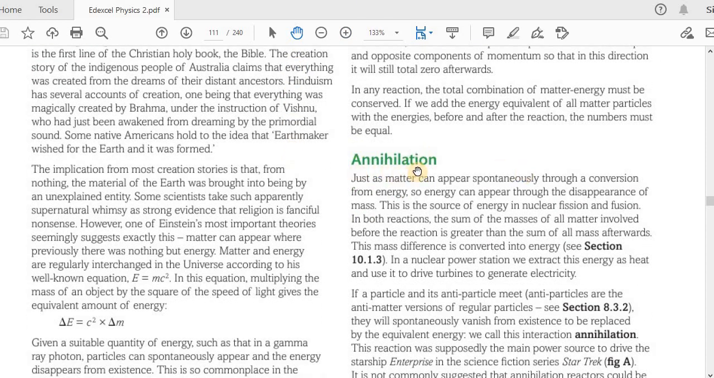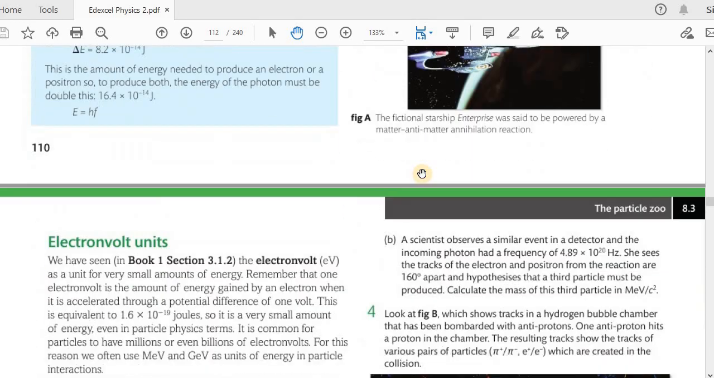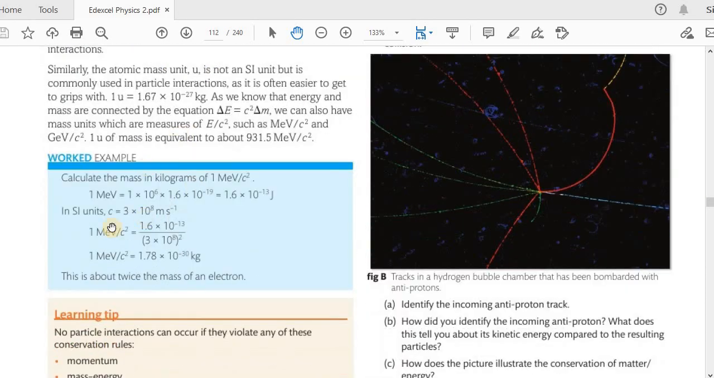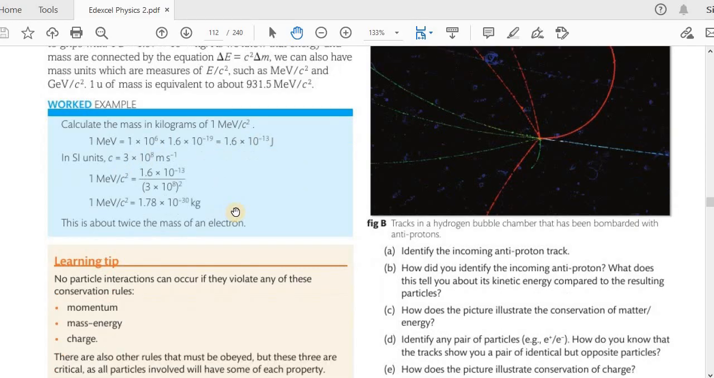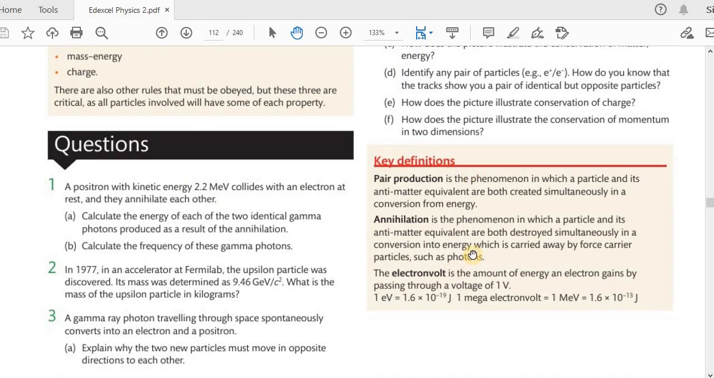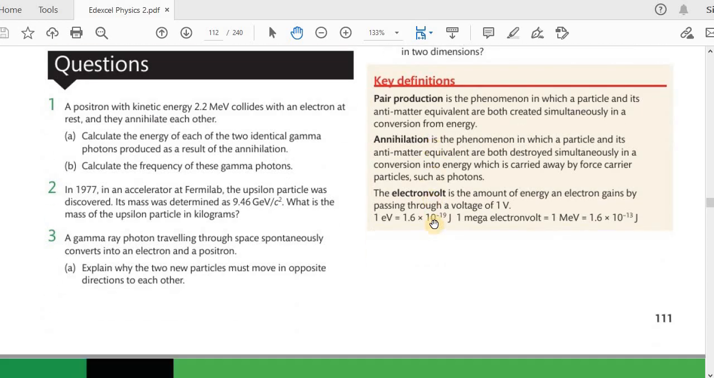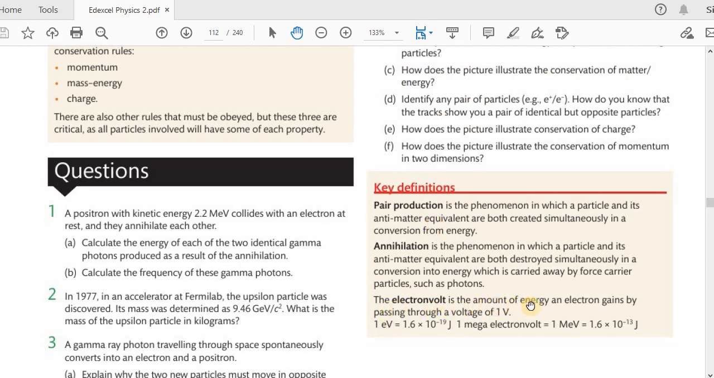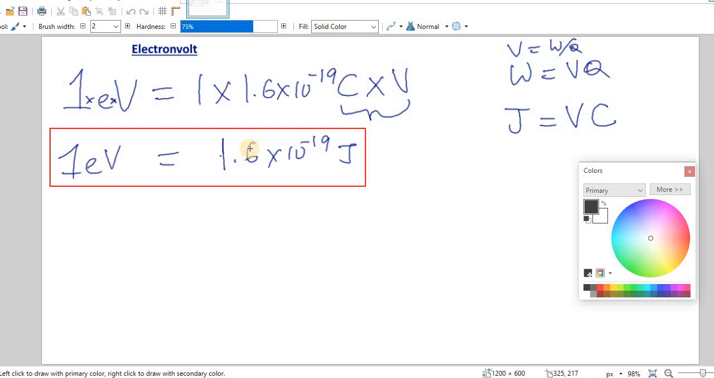Okay, so you can see the word annihilation here, and you can also see the electron volts. I basically discussed this part, but we will go through some details, and that's all we have for this particular lesson. So here you can see the electron volt is the amount of energy an electron gains by passing through a voltage of 1 volt. If you look at this, you can try to understand that. So 1 electron volt: if you have an electron and you accelerate it through a potential difference of 1 volt, it will gain this much energy.